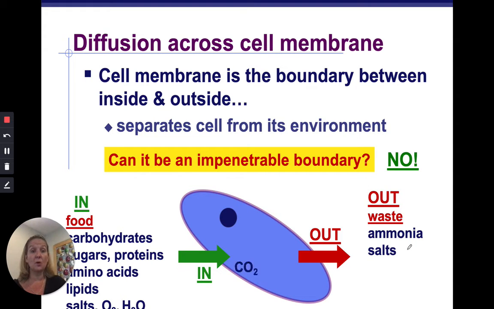Salts also will go out. Carbon dioxide needs to get out. And water. So water goes in and out all the time. And our cells are going to make things. Our cells are going to make proteins, for instance, to be used elsewhere. Our cells are going to make all sorts of stuff. They're little factories, so whatever they make has to be able to get out of the cell.